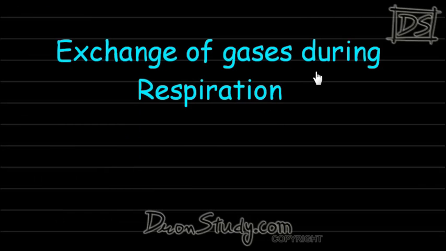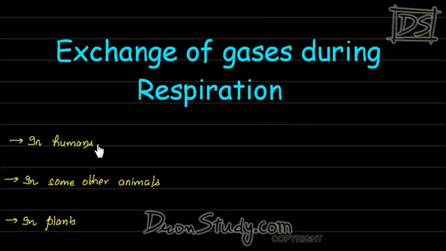So students, exchange of gases during respiration. We have studied earlier that during respiration, exchange of gases happens in our body. We excrete carbon dioxide, you might remember, and we take in oxygen. So how does all this happen? That we are going to see. Firstly, we will see how in the human body this exchange of gases happens.